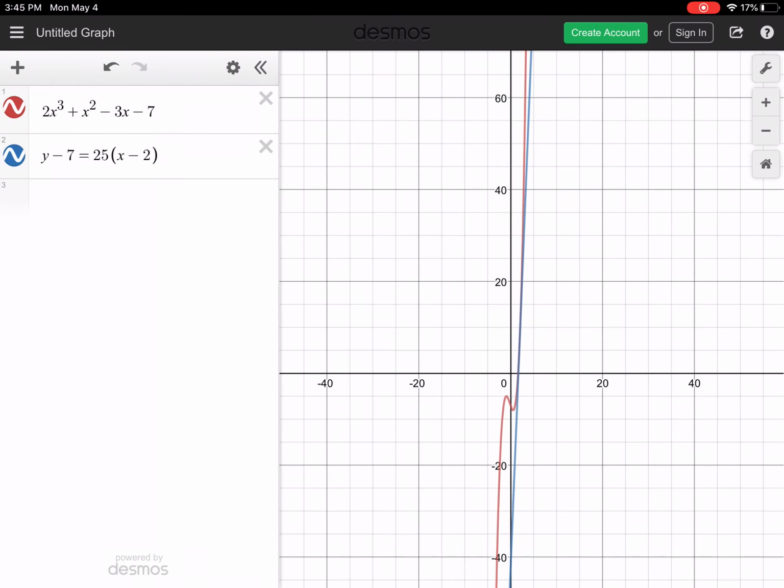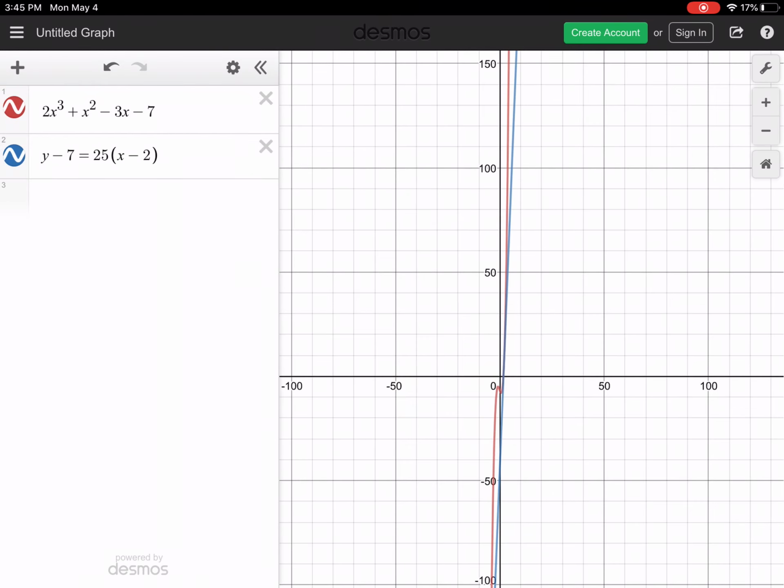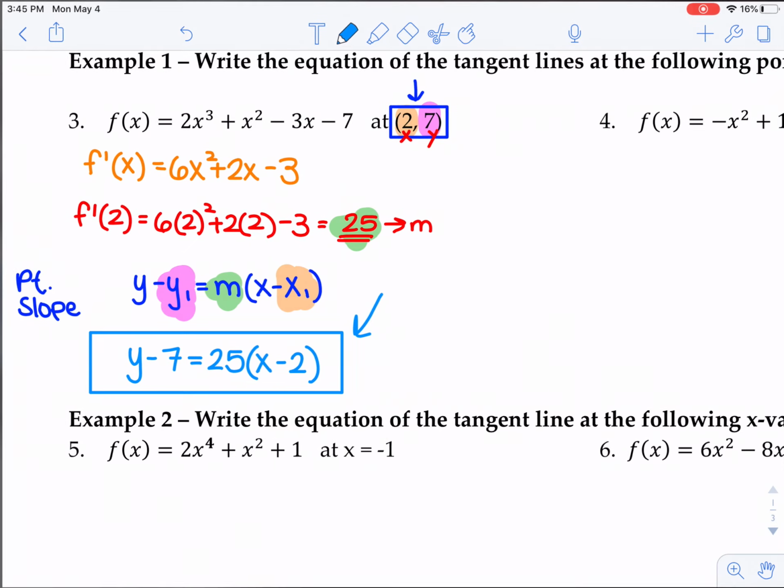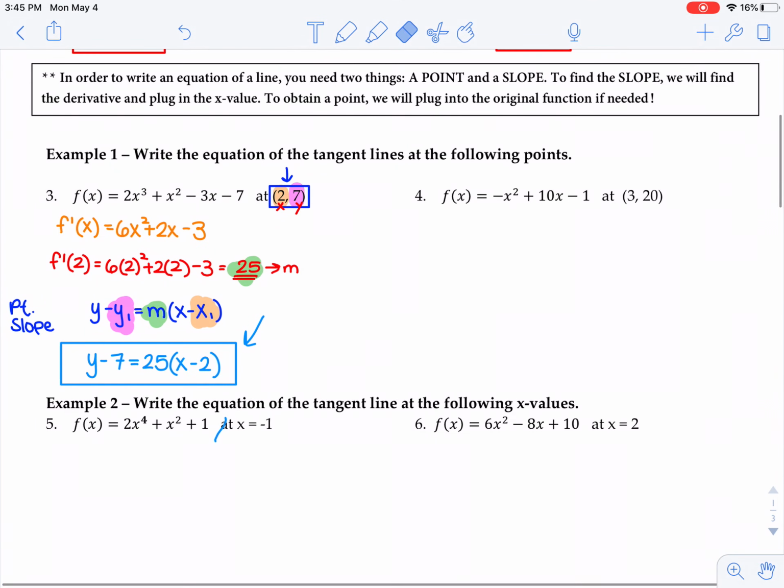And if I zoom out, you can really see that that blue line is just touching, skimming that curve right at that point. That's what we're doing. We just wrote the equation of that blue line. Pretty sweet.